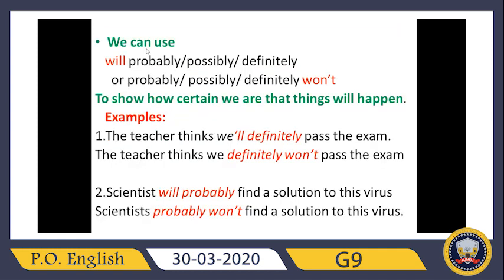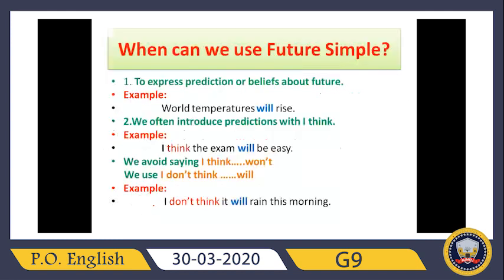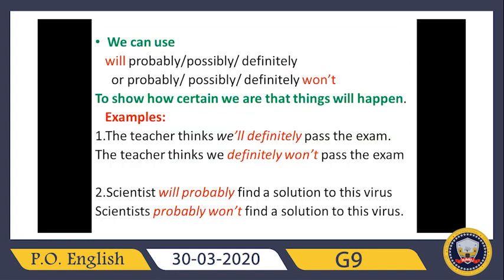Okay, now we can use will with probably, possibly, definitely, or probably, possibly, definitely, won't. And with the first one, when I want to say that something will happen, I say I think. If it will not happen, I say I don't think. It's okay. But here, because I don't have think, I can say I will probably, possibly, definitely, or probably, possibly, definitely, won't.